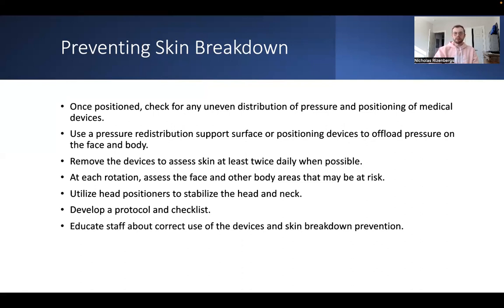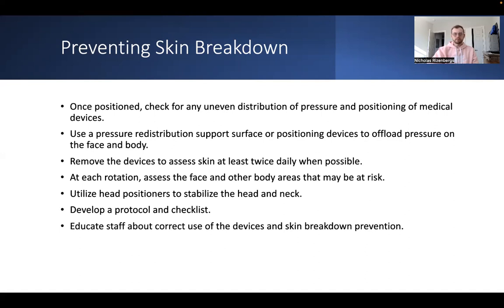So once position check, any uneven distribution of pressure or positioning of mechanical devices. They need to be laying flat, and they don't need to be on one side more on their shoulder, causing more pressure. Everything needs to be even. Use a pressure redistribution support surface or positioning devices to offload pressure off the face and body, because their head's going to be turned. Their neck's going to be like that. So that's an awkward way to sit. You need to make sure that no part of their face or neck is absorbing most of that pressure. It needs to be evenly distributed.